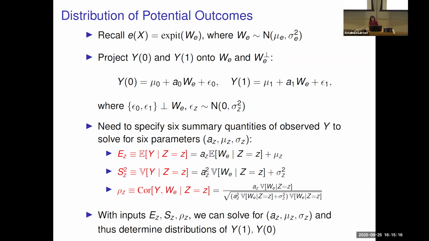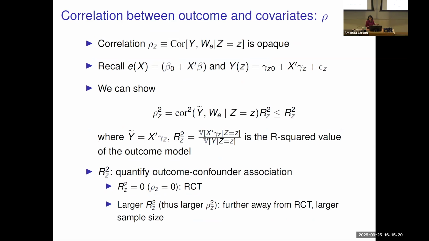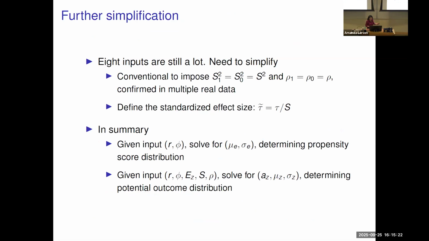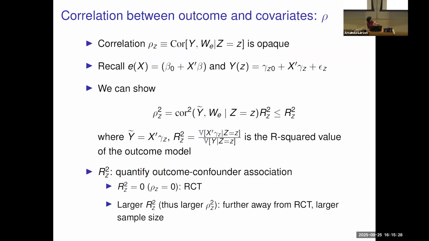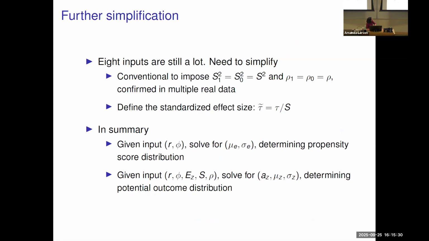I know there are details here that I don't have time to go through, so I will quickly go to further simplification, and then I will go to this slide to tell you what this rho actually is. This turned out to be a key thing. Six inputs is still a lot. The doctors want as few inputs as possible. So let's simplify that. How do we simplify it?